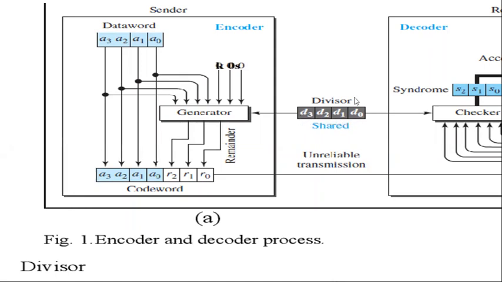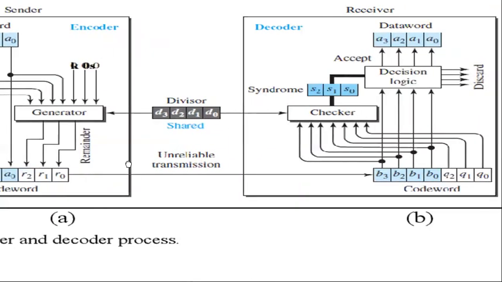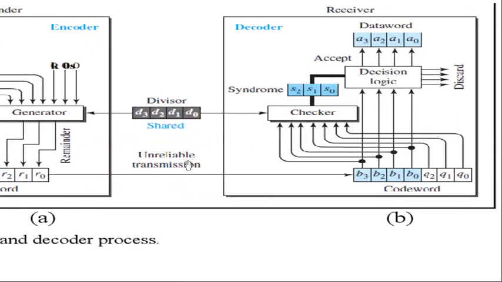Now the same divisor is again given to the decoder, hence we are writing the term shared on it. And then whatever remainder we have got, R2, R1, and R0, it is added to your data word and sent as a code word. Now we are transmitting it, and the transmission may be unreliable. So in that case, we get the code word B3, B2, B1, and B0. And again, this is the remainder that has been added. It will be passed to the checker.